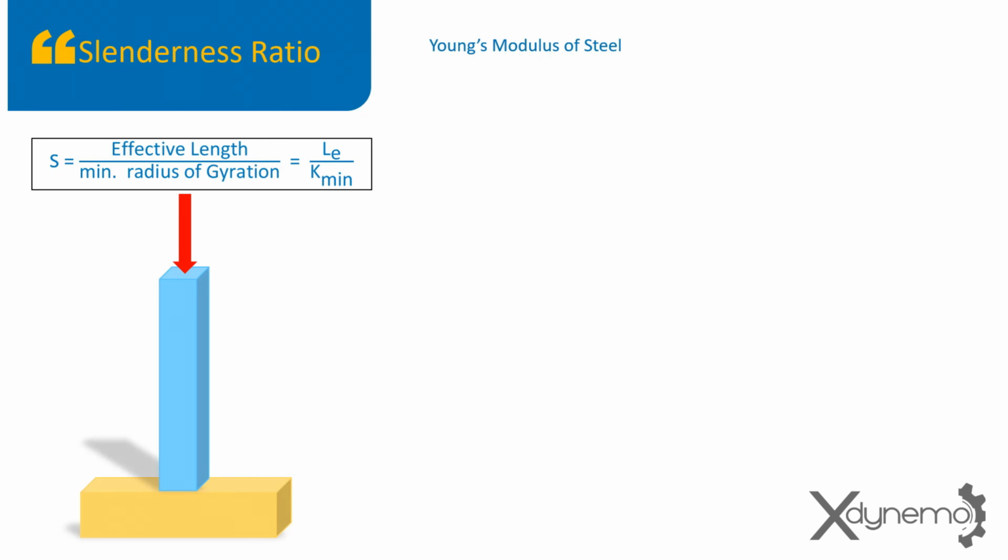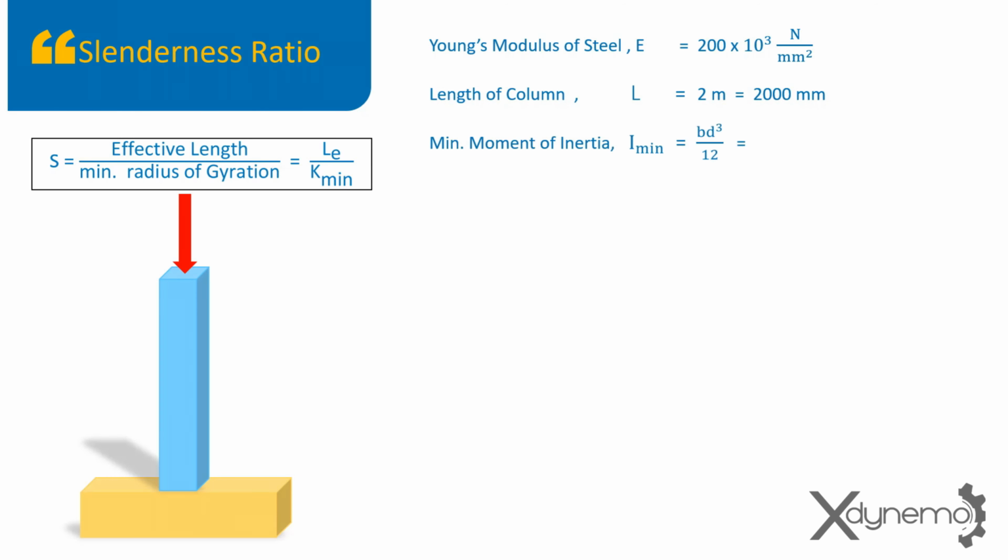The Young's modulus of structural steel is 200 × 10⁻³ Newton per mm square. Length of the column is 2000 mm. Minimum moment of inertia is bd³ by 12, that equals 6.4 times 10⁻⁶ mm power 4, whereas the maximum moment of inertia is 22.5 times 10⁻⁶ mm power 4.